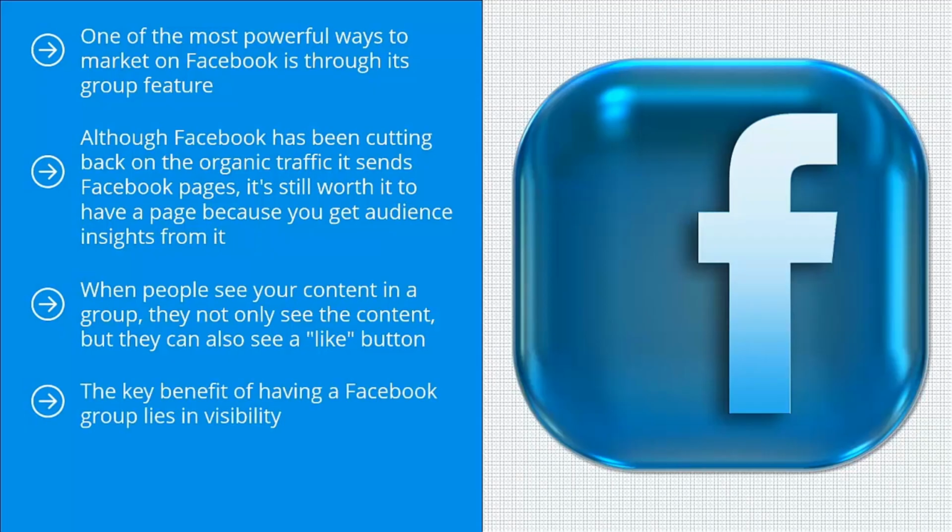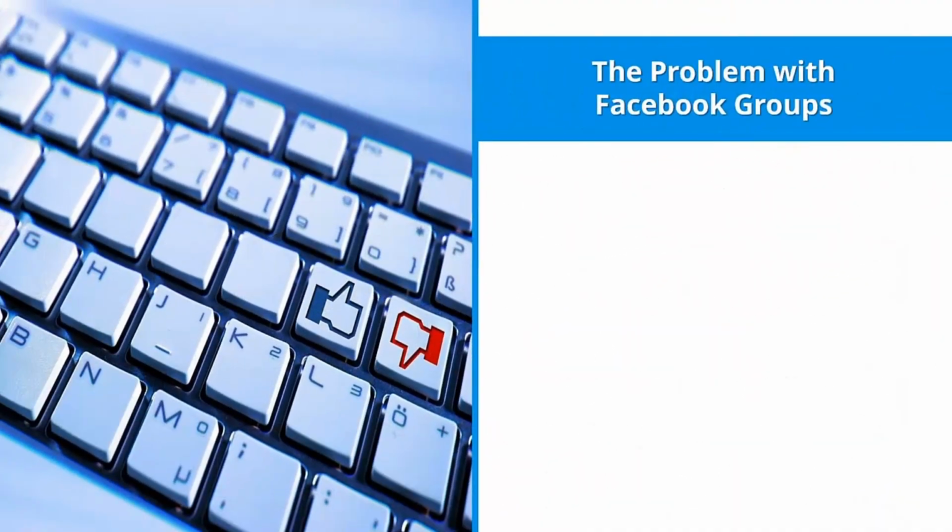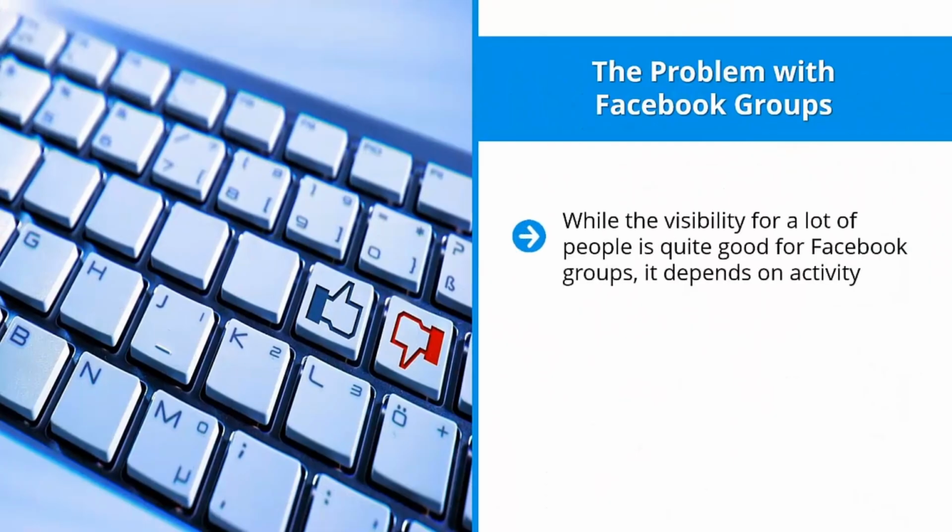The key benefit of having a Facebook group lies in visibility. Facebook has made it clear that they are tweaking their Facebook page to reward actual engagement. Apparently, Facebook groups are not as suppressed as Facebook pages. In terms of visibility, you stand to reach more of your group members than with the page. The problem with Facebook groups. While the visibility for a lot of people is quite good for Facebook groups, it depends on activity.